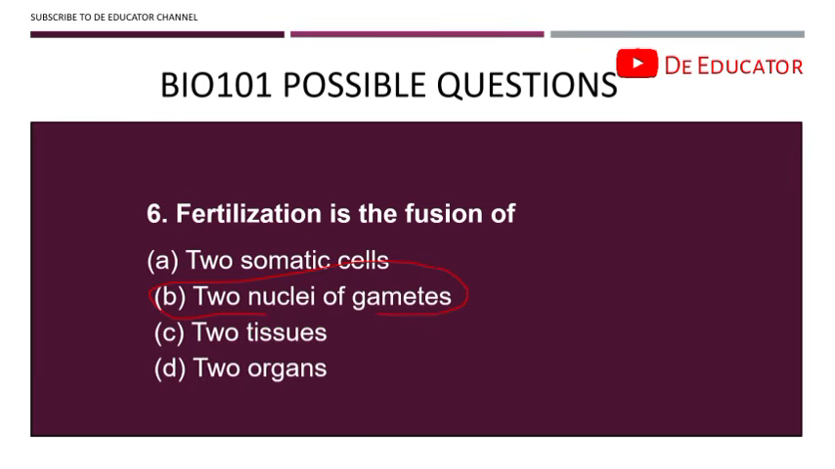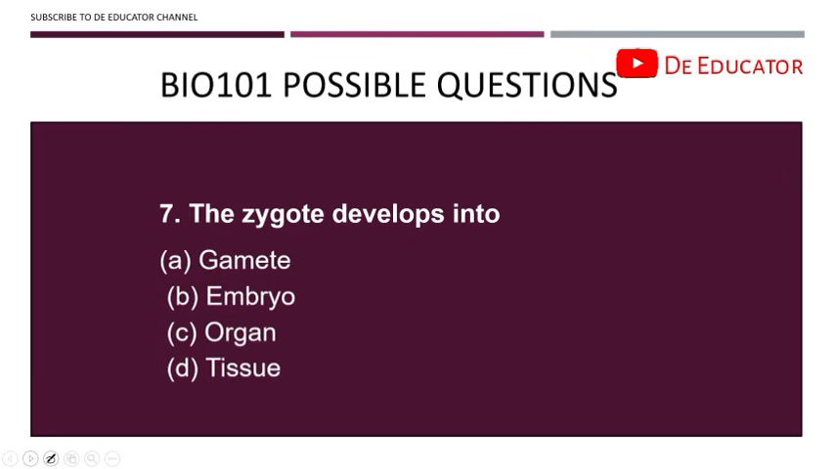Number six, fertilization is the fusion of two nuclei of the gamete. That is when sperm and egg fuse together. But what actually is fusing? It is their nuclei that are fusing. Number seven, the zygote develops into embryo. Remember, when these two fuse, they will form a zygote. Then the zygote will now develop into what? An embryo. It's as simple as that.